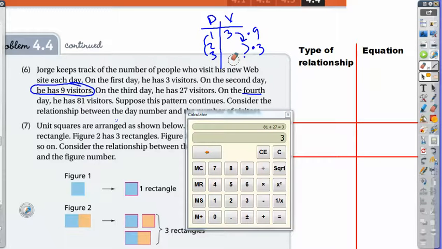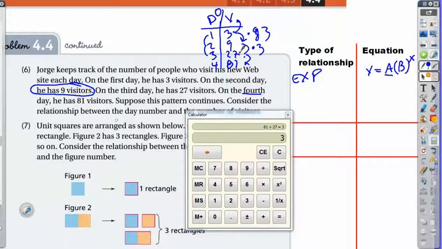So it went 3, 9, 27, 81. So what am I doing each time? I'm actually multiplying by 3 each time. When you multiply by the same number every time, that is an exponential relationship. And if we stay with a times b to the x power, a is my initial value. So I'd actually have to go back to day 0.